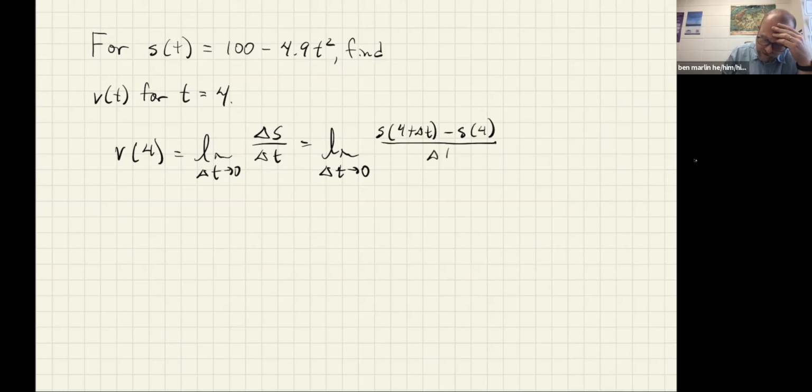And then divide that by delta t, okay? Now, if you had a particular delta t in mind, you were maybe going from t equals 4 to t equals 5, your delta t would be 1, then you'd be doing that sort of thing. But we're not doing that, we're looking at instantaneous velocity.